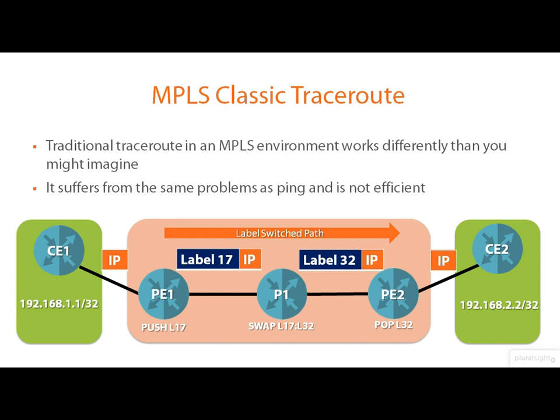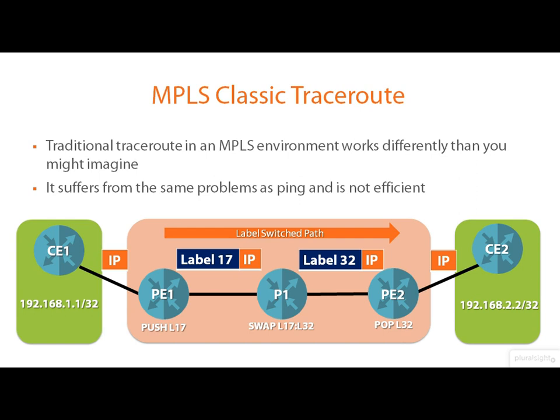Now P1 gets the MPLS packet, and it decrements the TTL from 1 to 0 in the MPLS header. Now in a regular IP network, P1 would simply send an ICMP TTL expired back to the source, CE1. But in this case, we're kind of stuck, because P1 has no idea about the IP route to get back to 192.168.1.1, so it can't send that TTL expired message back to the source because it doesn't have an IP route. Remember, it's based on only label information.